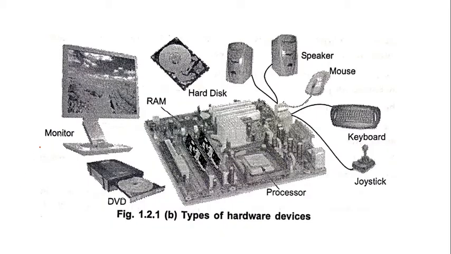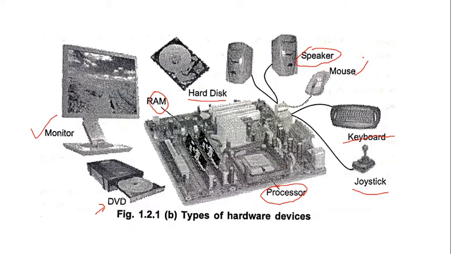Now here we have the monitor, which is our output device. Here we have RAM, that is random access memory. Then the hard disk, which stores any kind of program or data. Then the DVD, which can be used for both read and write. Then here we have the processor. Then the speaker, which works as an output device. Then the mouse, which works as an input device. Then the keyboard, again an input device, and the joystick, again an input device.